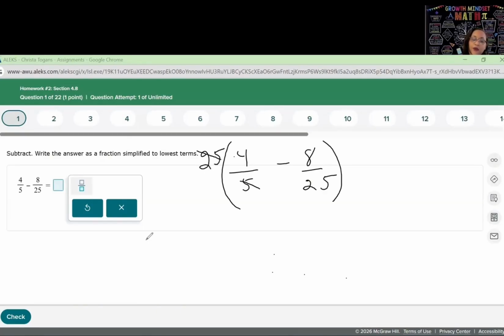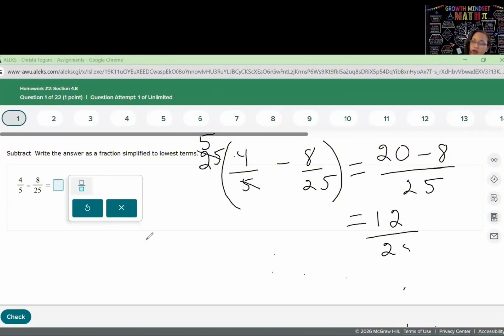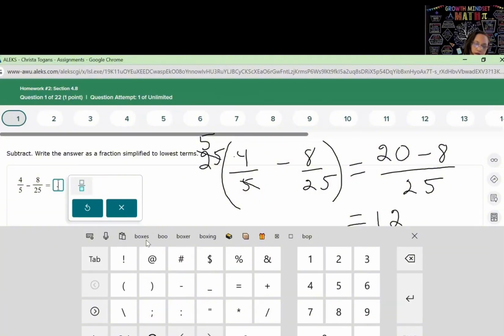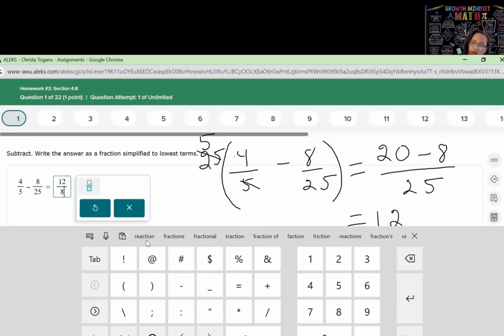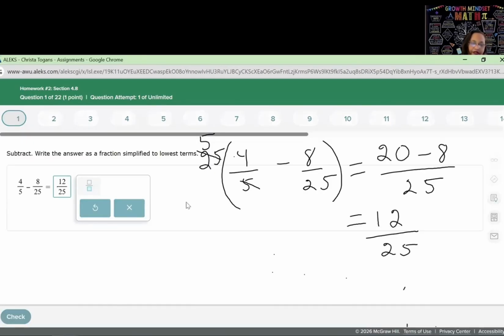So I divide the 25 by 5 and I get 5. And then that way, all I have to do is multiply 5 times 4. I get 20, subtract 8. It's a little bit of a shortcut. And then I end up with 12 over 25. And then I can just type that in, and I can use a division symbol. Check my answer.